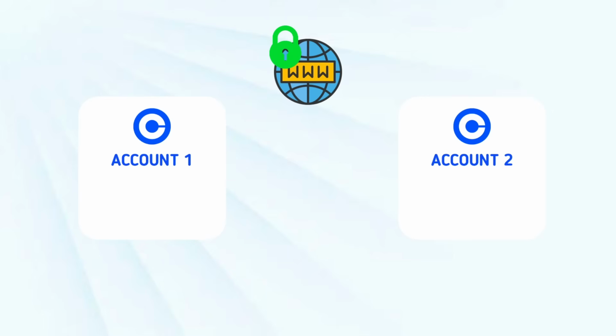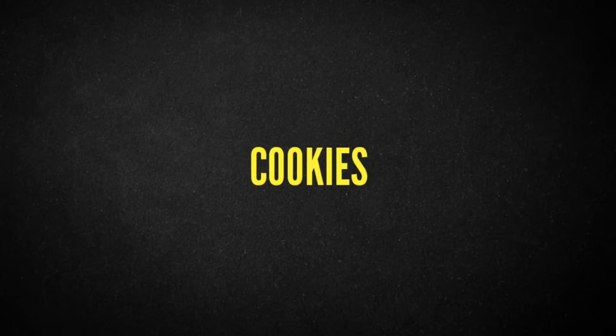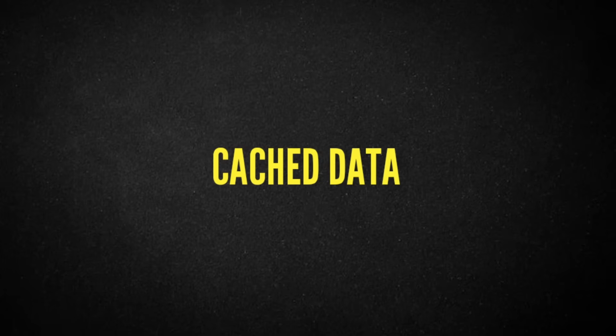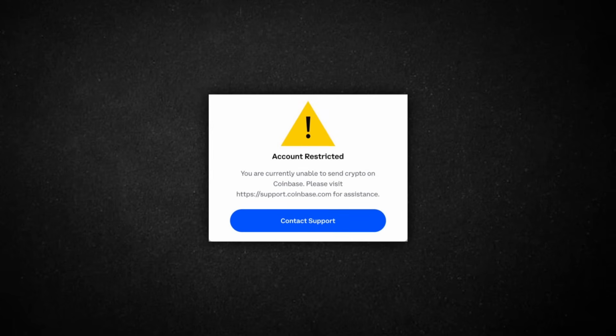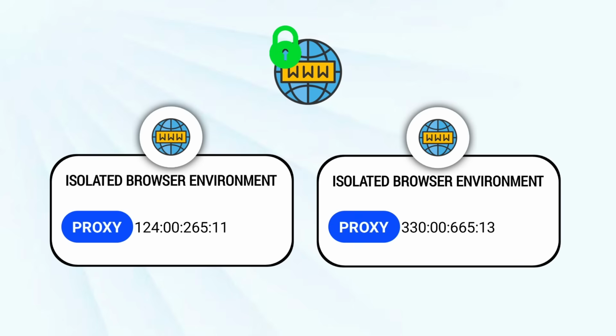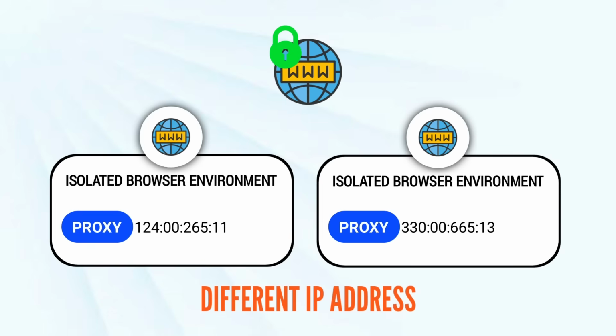Without isolation, every time you switch between accounts in a normal browser, you are dragging signals from one session into another. Cookies, login history, cache data, it all mixes. That mixing is exactly what platforms like Coinbase detect and flag. Anti-detect browsers also let you assign a unique proxy to each profile. So not only does each identity have a different fingerprint, it also has a different IP address. That's the combination that makes multi-accounting clean and consistent.